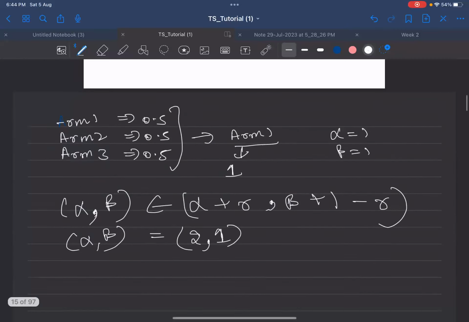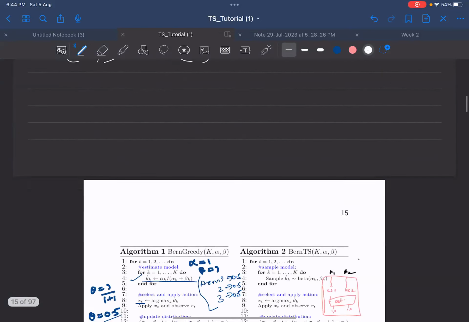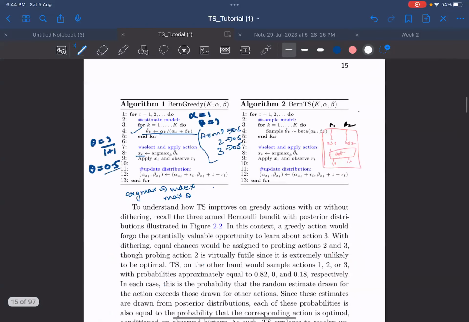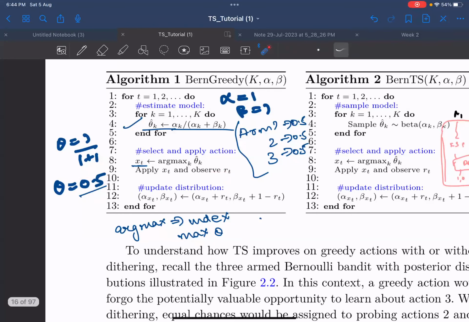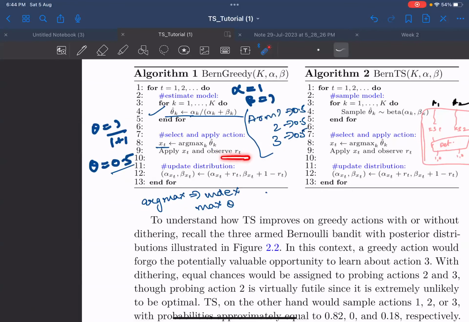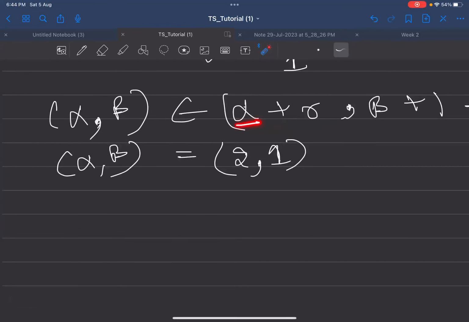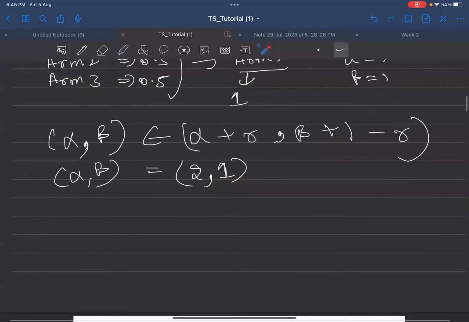Ma'am, can you please repeat the updation part? Okay. This theta is done, this xt you got it. Suppose we applied xt, meaning we got an arm, suppose arm 1, and we got the reward 1 basically. Simply I have put the values. Alpha was 1, reward is 1. 1 plus 1 is 2. 1 plus 1 minus 1 is 1 only. So alpha, beta is 2, 1. Got it? Got it. Okay.